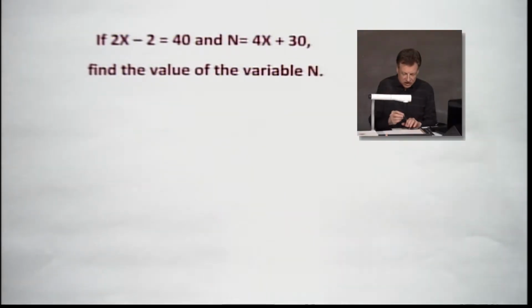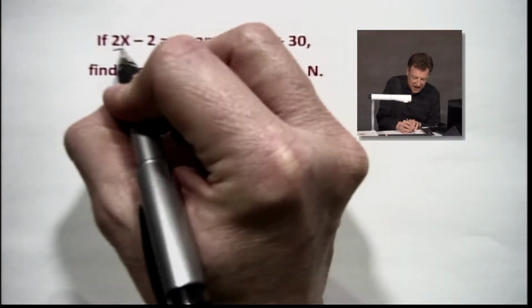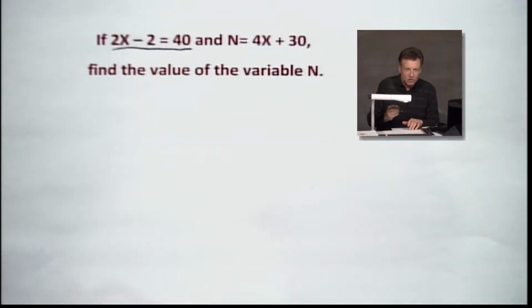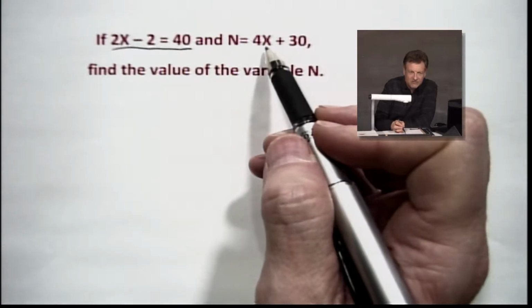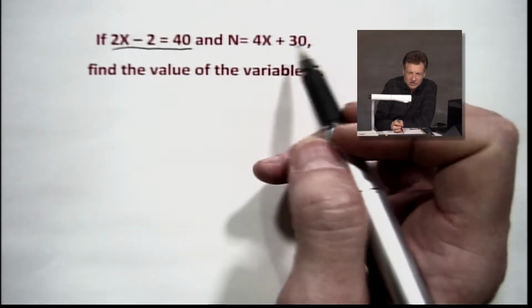So let's see what we got. It definitely sounds like a good starting point right here. We got two facts going in our favor here. We're going to take this 2x minus 2 and it's going to equal 40. And we're going to figure out what x is. All right, that's the first step. And once we get x, it's pretty straightforward. We're going to come over here and do a little substitution.